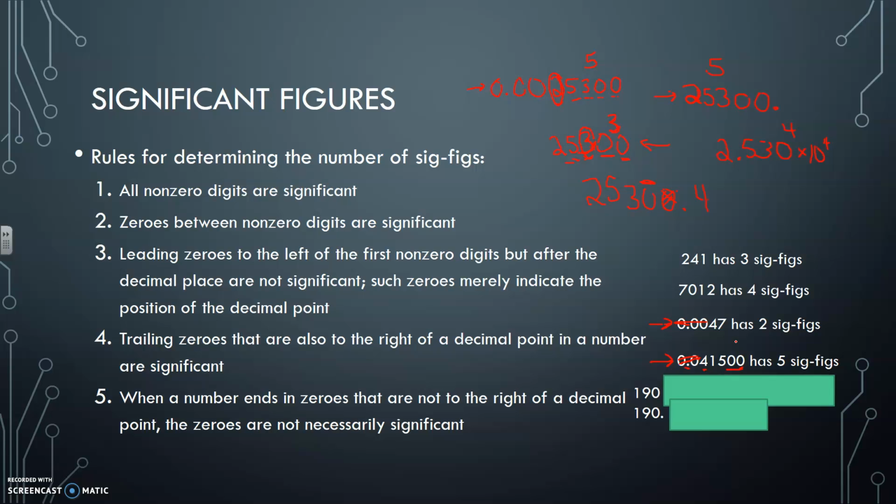What about these two? So the 190, this first one, you don't really know if that 0 is significant or not. You don't know if the scientists thought that this reading hit at exactly 190, or if there was some estimation going on here. Okay, so you don't know if that 0 is significant or not. So it either has 2 or 3 sig figs, and it's kind of unknown at this point.